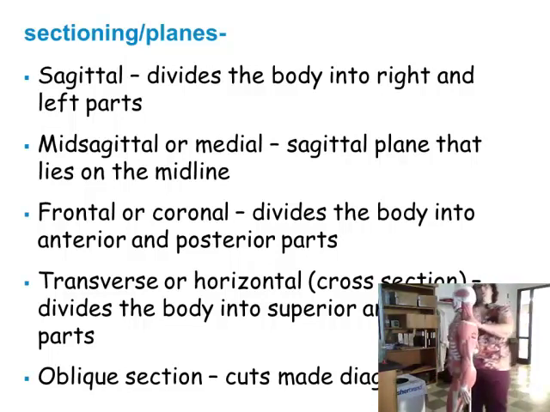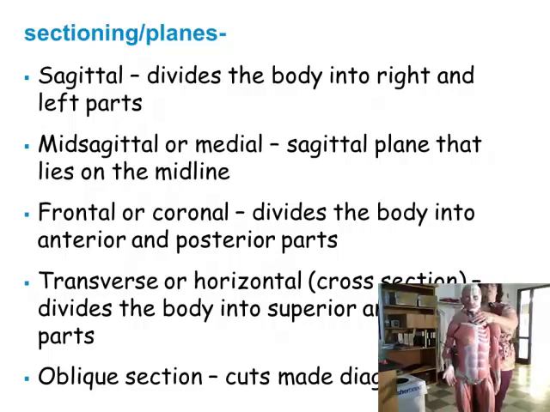Now, a frontal or a coronal section would be if we were to cut the body and create an anterior and a posterior, so a front and a back half. That would be a frontal or a coronal section. You will see that when we talk about the sutures in Chapter 7, when we look at the skull, they're going to use these same terms.